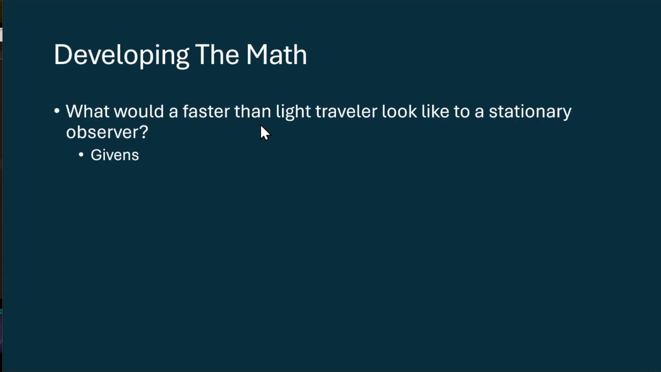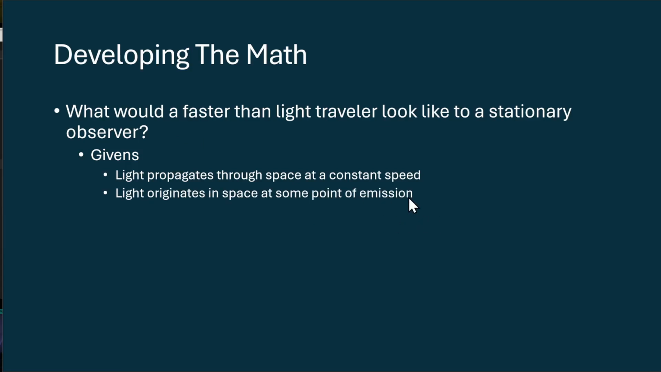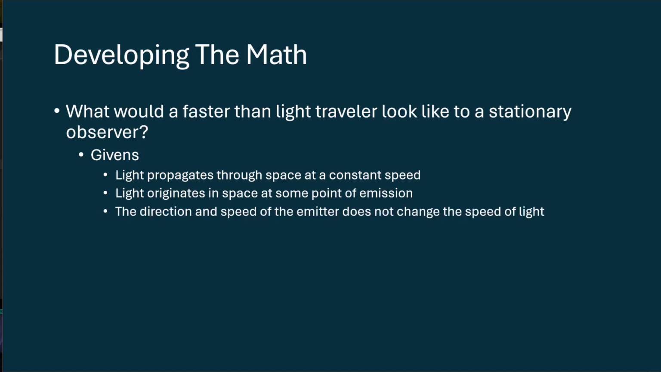I started with what a faster than light traveler would look like to a stationary observer, given that light propagates through space at a constant speed. Light originates at some point of emission, and the direction and speed of the emitter do not change the speed of light. The observer is some distance from the path of the traveler. So we have an observer here and something moving very fast, and it's going to take some amount of time for the light from various emission points to reach the observer.